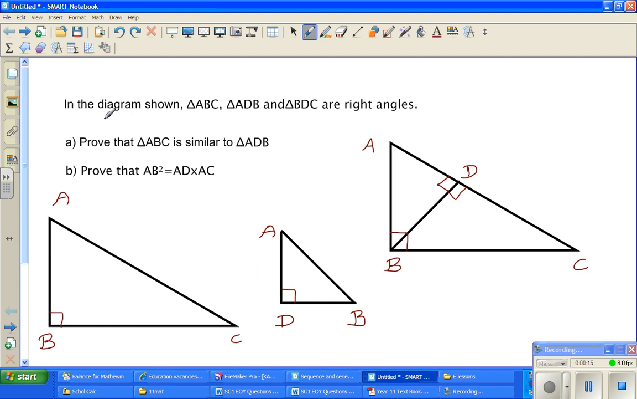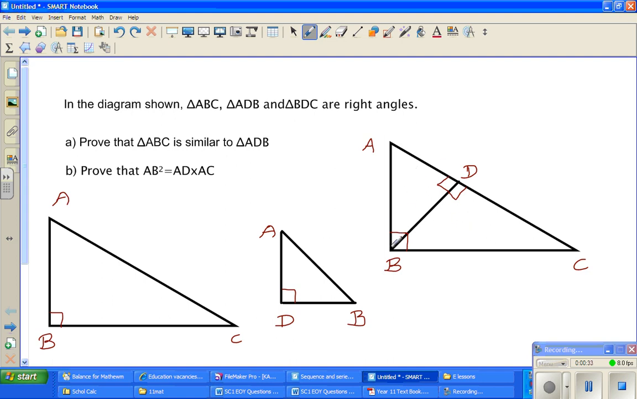So the question is, in the diagram shown, ABC is a right angle, ADB is a right angle, and BDC is also a right angle. There are three right angles. So this is the mother right angle, and I call these the dotted triangles.